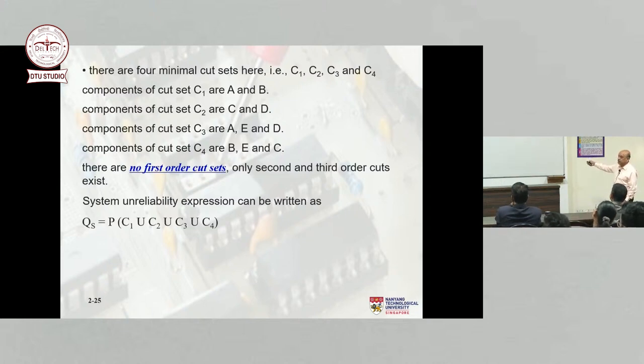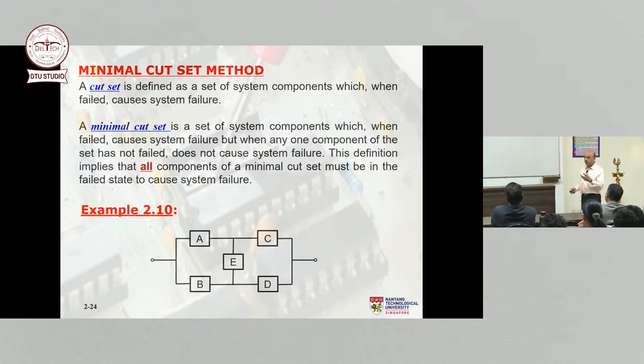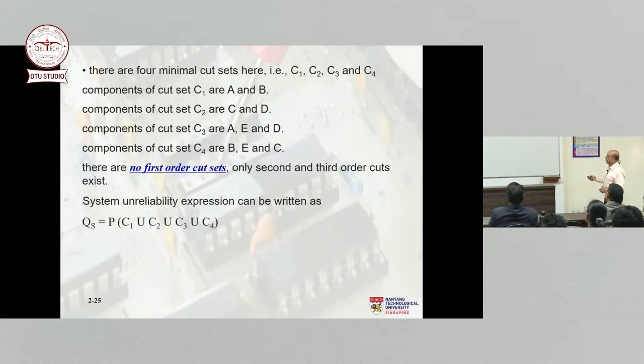There are no first order cut sets. What do I mean by first order? That means any one component fails, then the system fails. That's called a first order cut set or first order system failure. Here, minimum 2 components must fail, isn't it? Either these 2 or these 2. So we have 2 second order cut sets and we have 2 third order cut sets, A, E, D and B, E, C. Yeah. So that's what we mean by no first order cut sets.